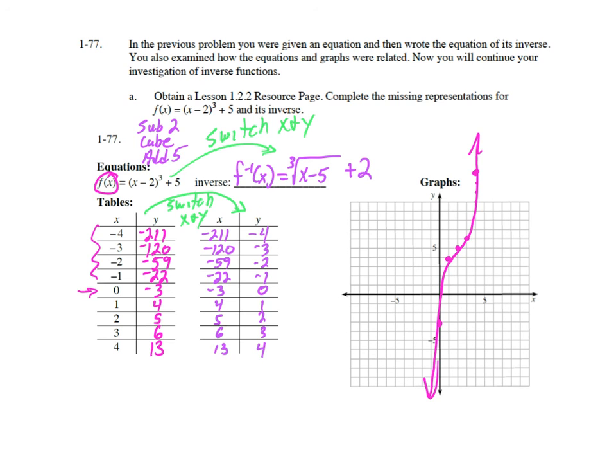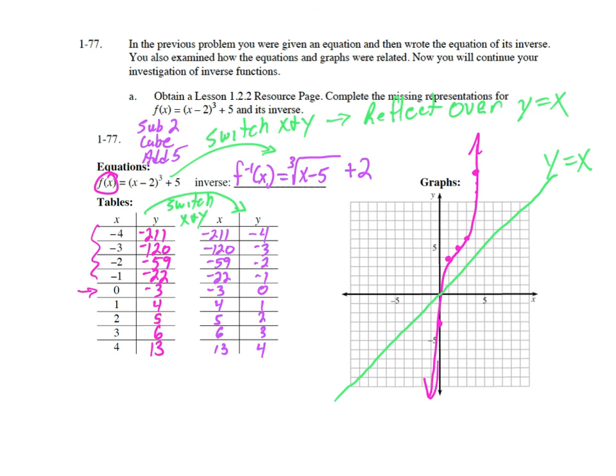Remember, we're swapping x's and y's. So I'm going to draw in this special line. This line is y equaling x. In other words, we're swapping our x's and y's. That's the same as reflecting over y equaling x. So if I plot these points in purple for the inverse function, I should get something that is a mirror image or a reflection over the line y equaling x.